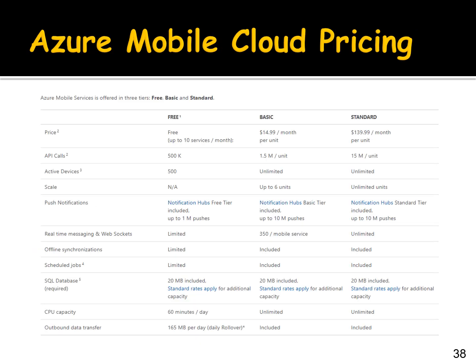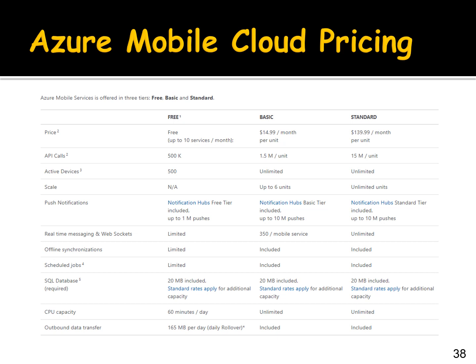Azure Mobile Services provides three tiers: free, basic, and standard. In the free tier, it provides up to 10 services per month. In this, every service is limited. For example, it has 500K API calls, 500 active devices. It has limited real-time messaging and WebSockets, and many more which you can see on the slide.